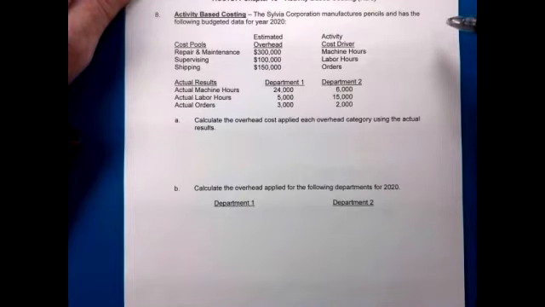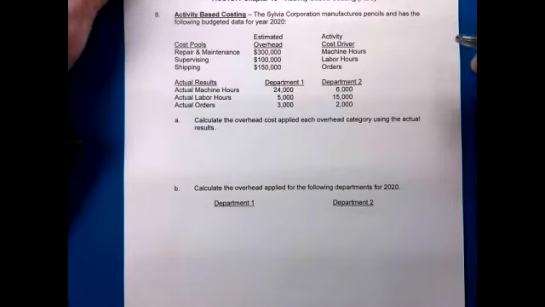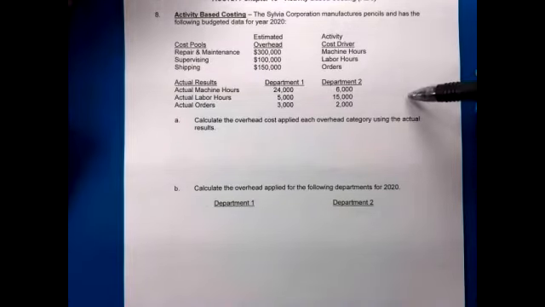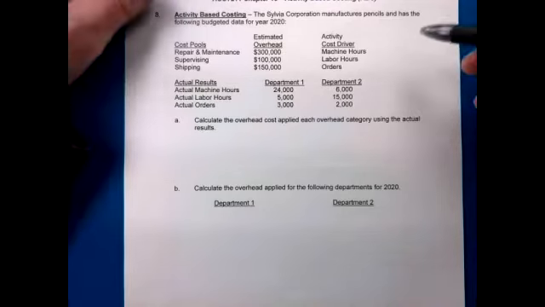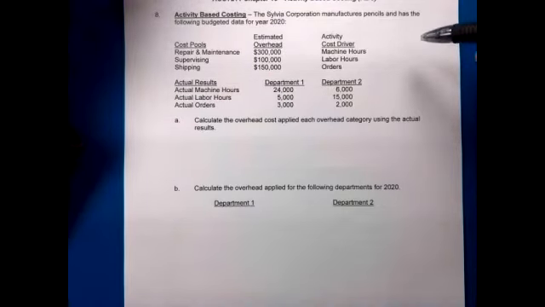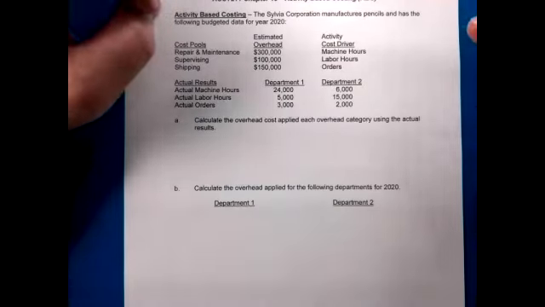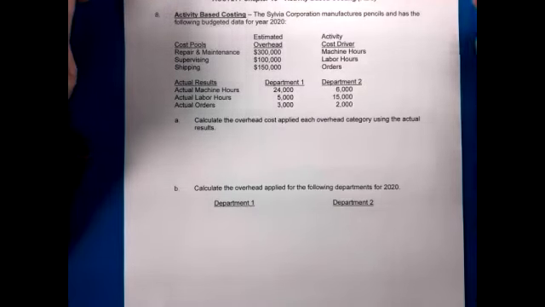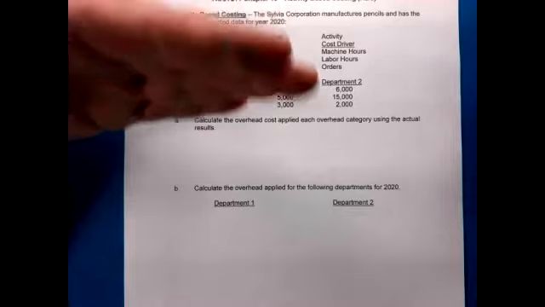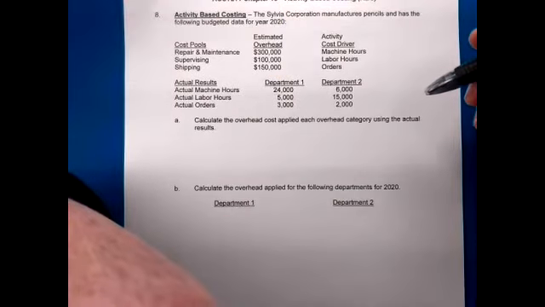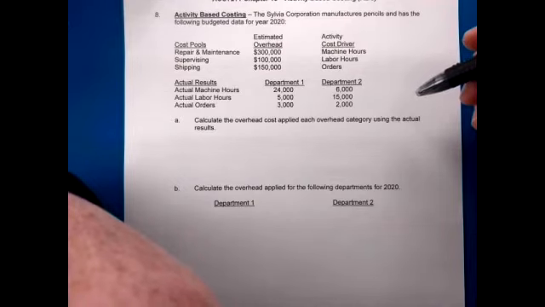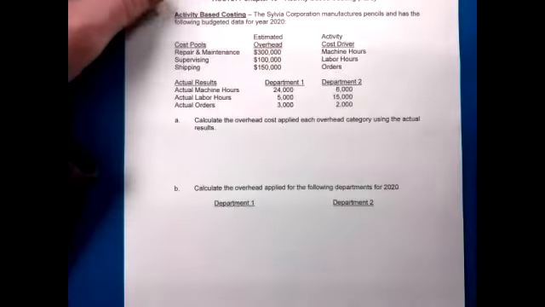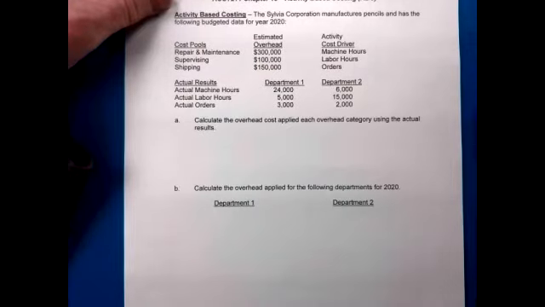Okay. Calculate the overhead cost for each category using the actual results. Oh, so this is something you do at the end of the year. This would be for actual results at the end of the year. Once you get to the end of the year, you can actually get specifically how much the overhead costs were and what the actual hours are. And you would probably be doing this more to see how well your estimates were and what may have gone wrong or right in your estimates. Okay.